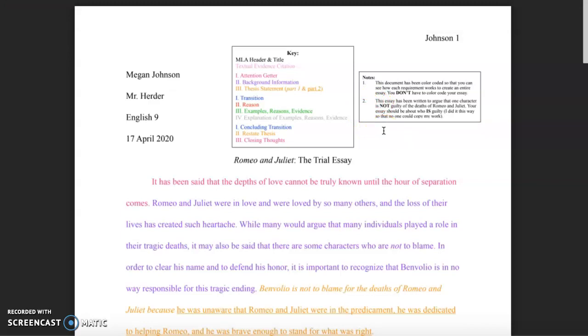Another thing that I want to point out to you is in this essay, I am arguing why a character is not guilty of the deaths of Romeo and Juliet. Keep in mind that that is the exact opposite of what you should do in your essay. In your essay, you should be talking about who is guilty. The only reason why I spent my essay talking about someone who is not guilty is because I didn't want someone to copy my work.